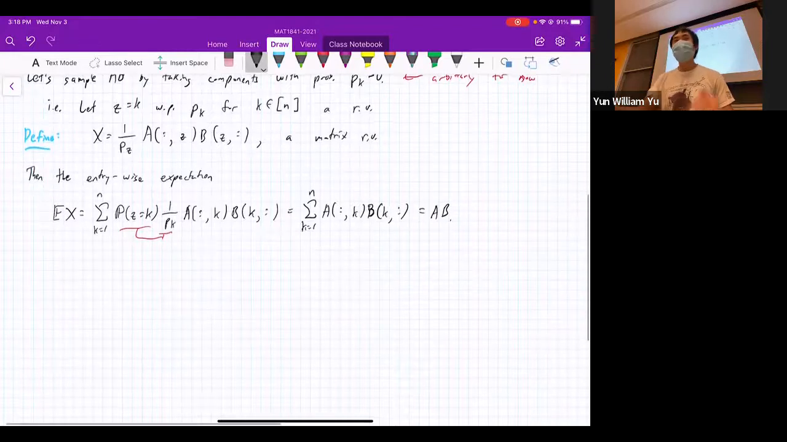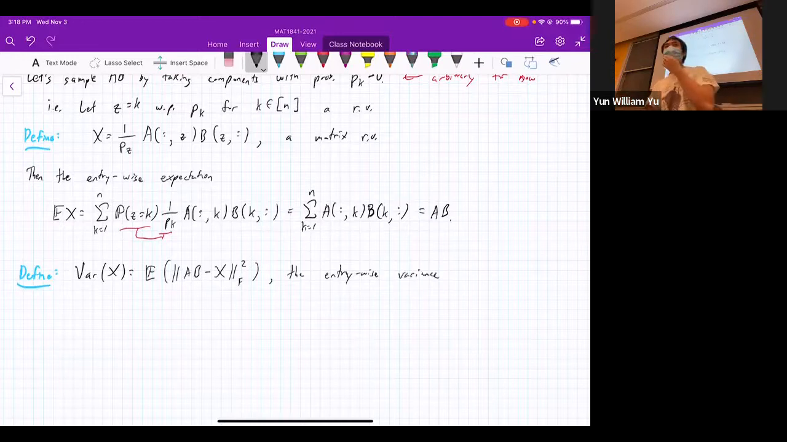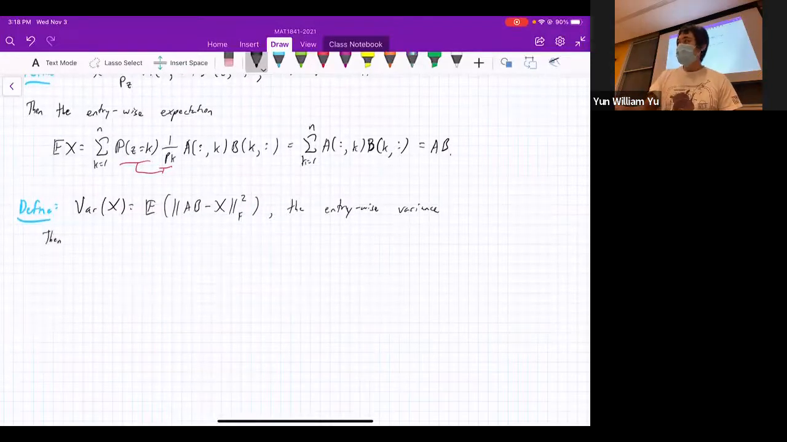And so we're going to define an entry-wise variance, and that's how we're going to control the deviation. So let's define the variance of X as just the expectation of AB minus X in the Frobenius norm squared. So this is the entry-wise variance. And of course, the Frobenius norm is just the squared sum of all the entries of a matrix. Then the variance of X.